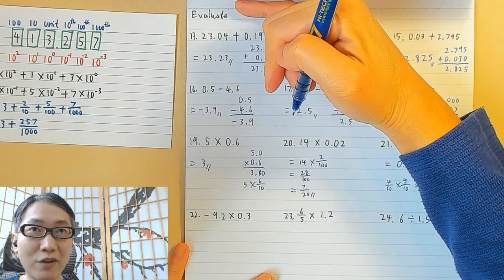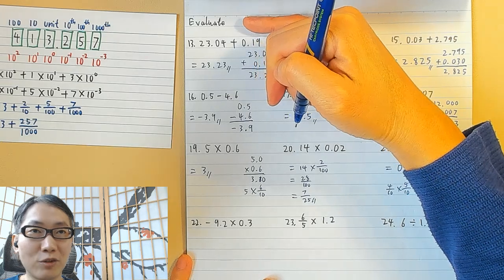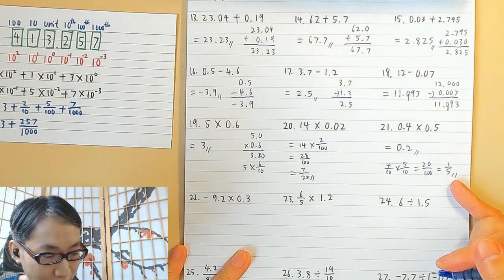So it doesn't specify what the answer should be in. So it can either be in decimal or fraction.